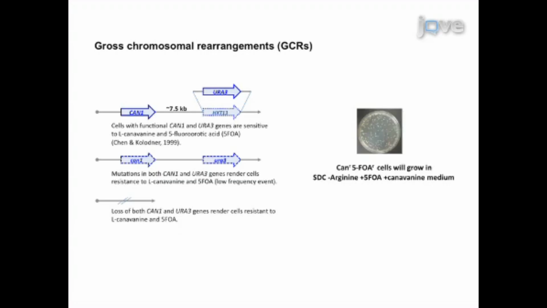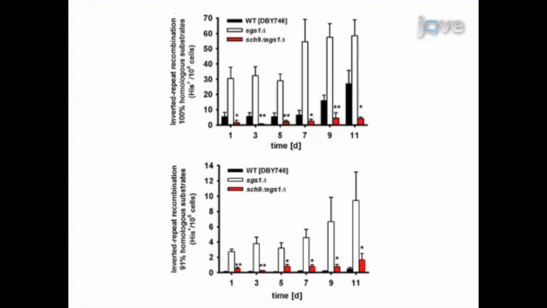Since the frequency of point mutations occurring in both genes is low, analysis of the frequency of resistance to both L-canavanine and 5-fluoroorotic acid provides an estimation of GCRs. To monitor the level of homologous and homeologous recombination during chronological aging, mutants are generated that carry either 100% homologous inverted repeats or 91% homologous IRs at the HIS3 locus.